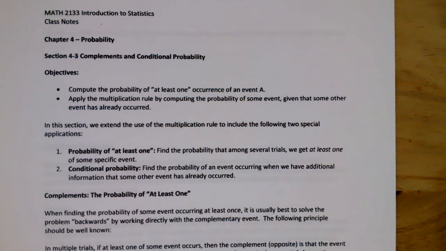Okay, in this video, we're going to discuss section 4.3 dealing with complements and conditional probability. And in this section, we'll compute the probability of at least one occurrence of event A, and also apply the multiplication rule by computing the probability of some event, given that some other event has already occurred.